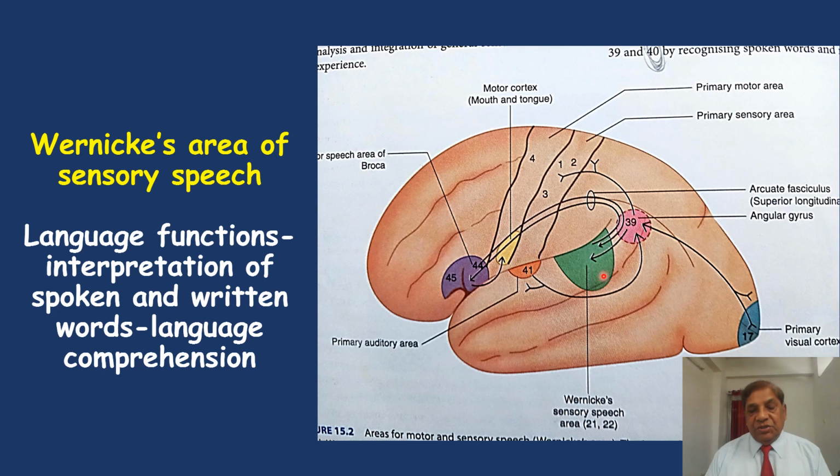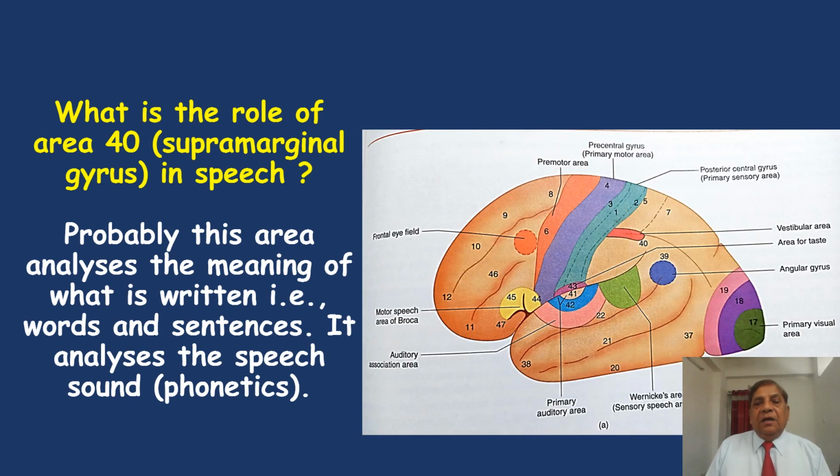input, whether it is spoken, which comes by hearing from areas 41 and 42, or written words which are read by an individual, where the input comes from the visual area. So both the written as well as the spoken words are ultimately interpreted in this Wernicke sensory speech area. We will see further. Now, some authors believe that area 40, area 39 and the inferior parietal lobules, which are located in the parietal lobe, are also included in the Wernicke area.